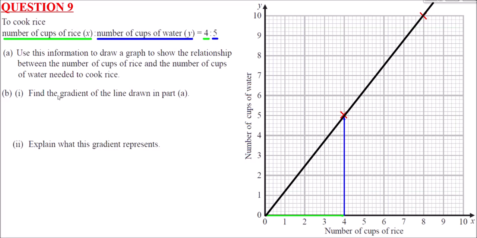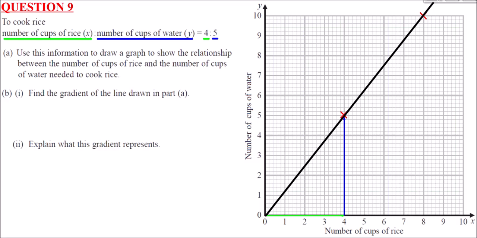For B part 1, we now need to find the gradient of the line we've just drawn, but this is actually easier than what you may imagine, because a lot of information is being given here. If I just focus on this triangle here with the green base and the blue side perpendicular, I can work out the gradient from this bit here. So what is the gradient? How do I calculate it?